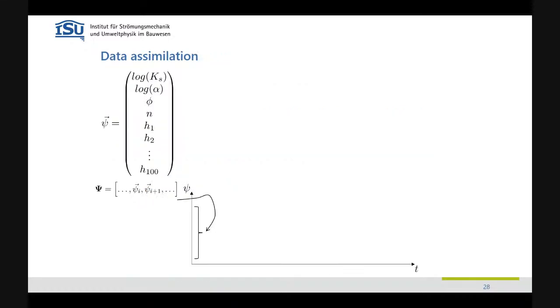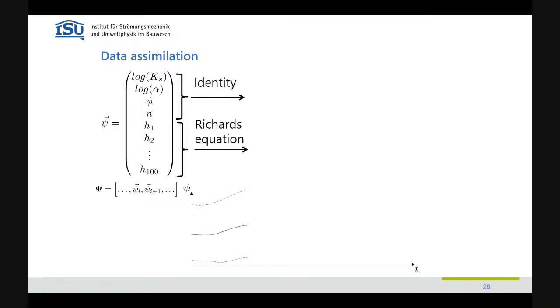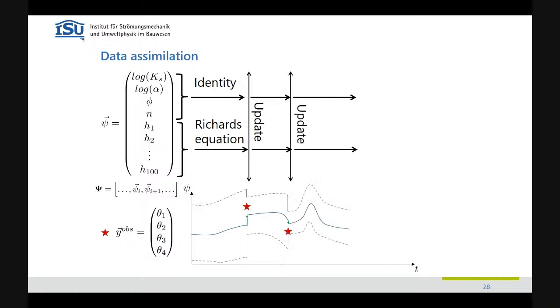Okay, and now this is how this would then work. Here's my state vector. And now I generate an ensemble representing the uncertainty. And now I progress in time. The states, so the pressure heads, with the Richards equation, the parameters, if I have them, with identity, of course. And then I have an observation, there's an update, and so on and so on. And this is how one progresses in time. Okay, so this is how this would look for soils.